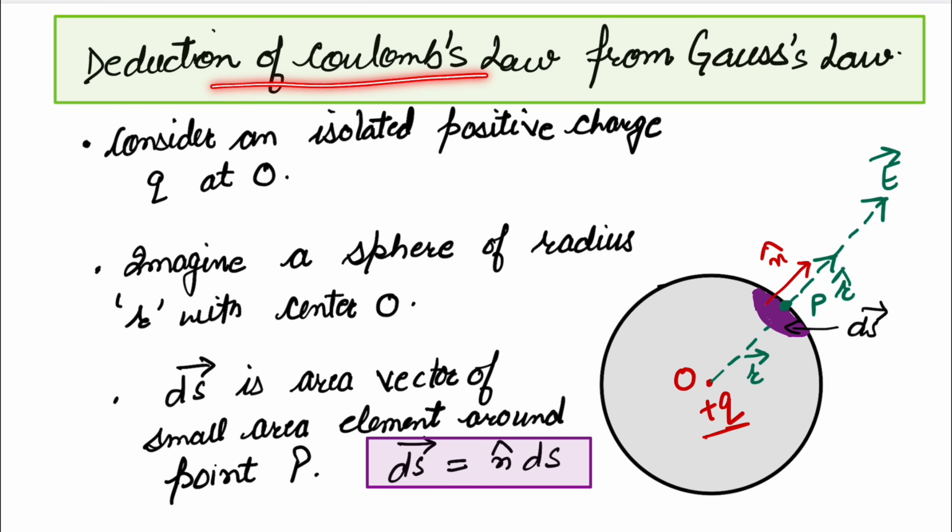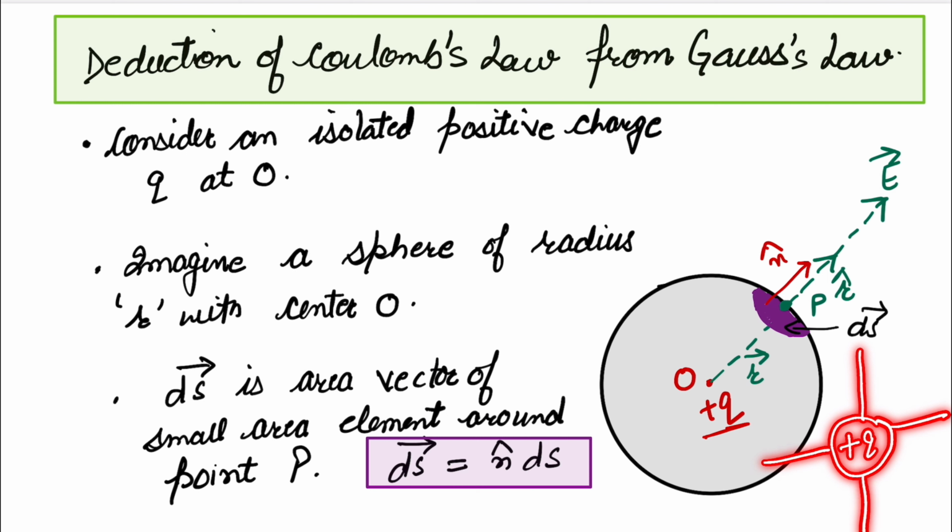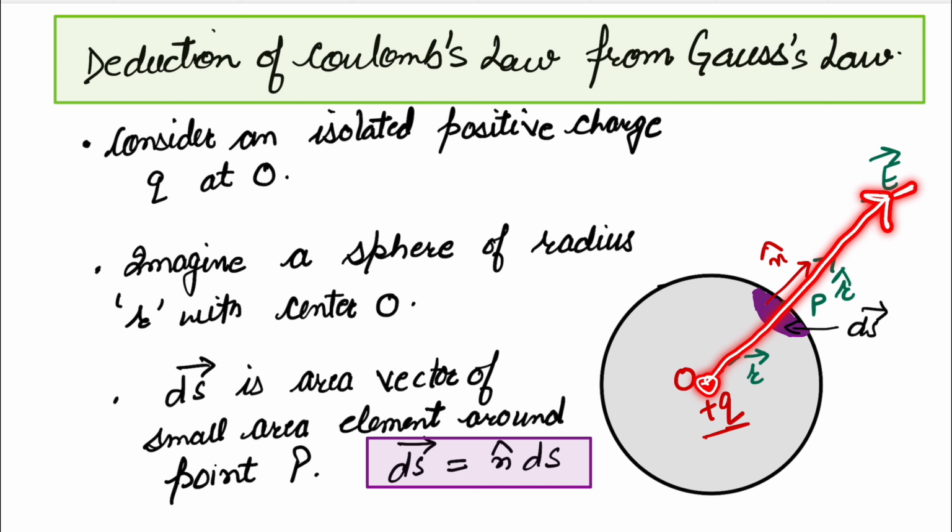Now, to deduce Coulomb's law from Gauss law, we consider a positive charge Q placed at the center of a sphere. This O represents the center of the sphere, and plus Q charge is placed over here. The electric field produced by the plus Q charge will radiate in the outward direction. So due to this plus Q charge, electric field E is produced and it is outward in direction. R cap represents the direction of the electric field. R cap is the unit vector. R is the radius of the sphere, right?